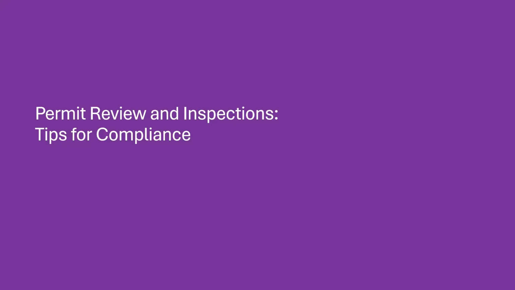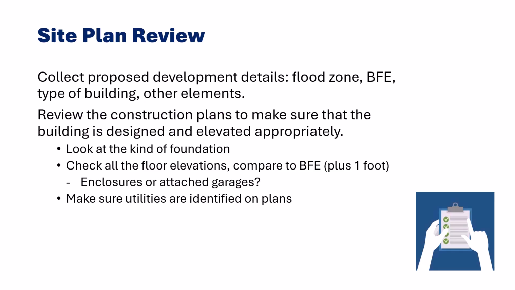Next, let's cover some permit review and inspections tips to help you ensure a building's compliance with NFIP rules. Collecting the proposed development details, including the flood zone, the base flood elevation, the type of building, its heights, and other elements, can help you capture enough detail to tell the applicant what elevation information is needed.